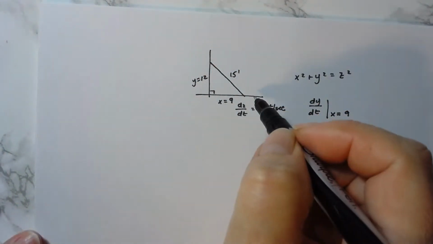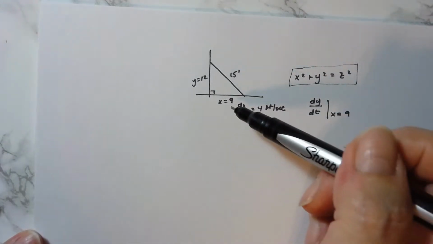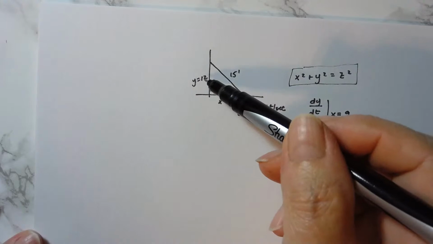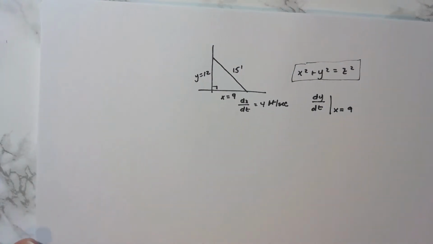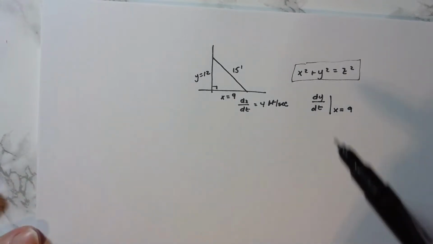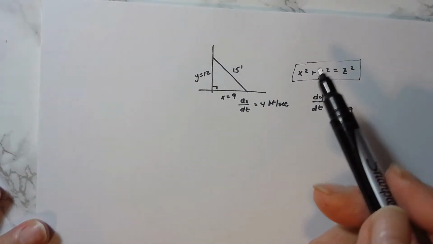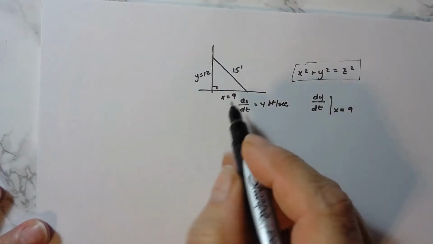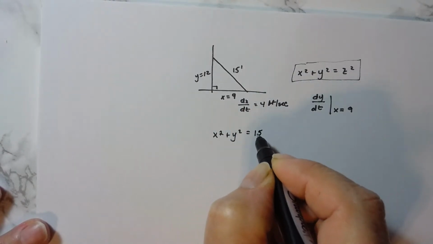So I have my picture. I have a geometric formula. I was given x. I was given dx/dt. I found y by using Pythagorean theorem, and I'm looking for dy/dt. We're ready to go, right? So let's take a derivative. Oh, before I take a derivative, what I know is that this length of the ladder is never going to change. So I can go ahead and pop that in there for z. So I've got x squared plus y squared is equal to 15 squared.